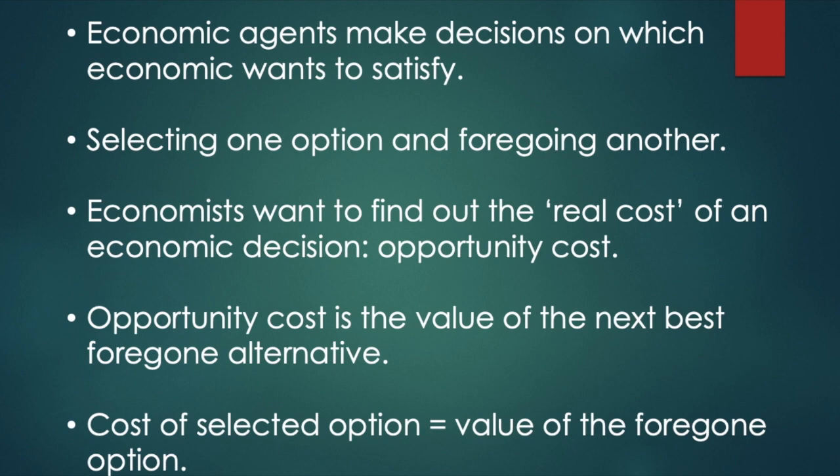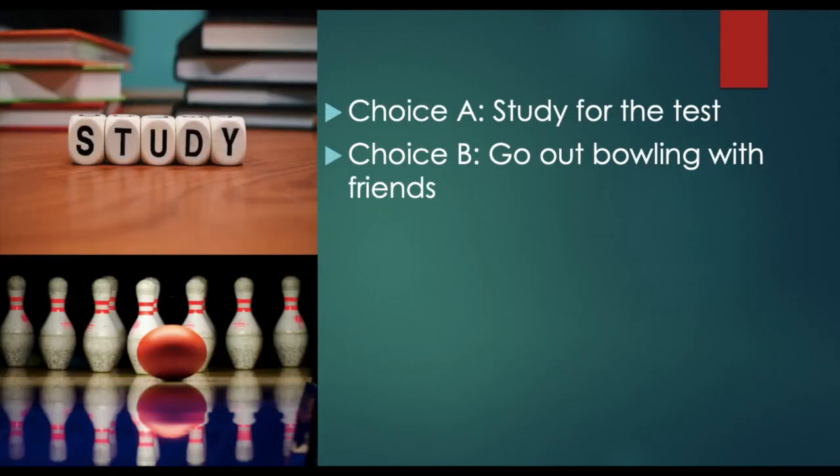What it simply means is that the cost of the option selected will always be equal to, or measured against, the benefit or the value of the option that was foregone, that was not selected or not opted for. Let's take an example of opportunity cost.